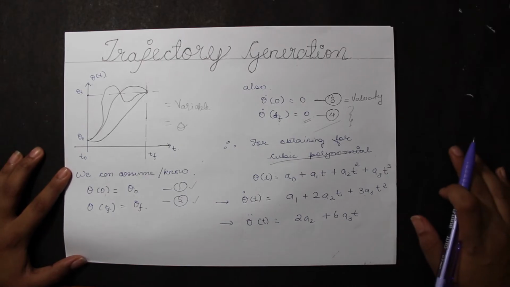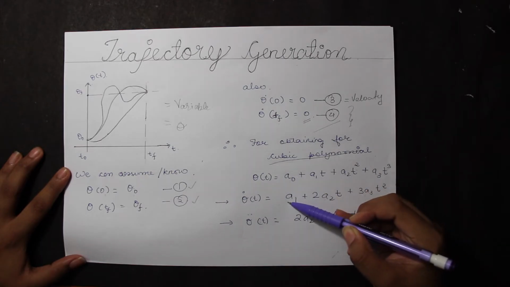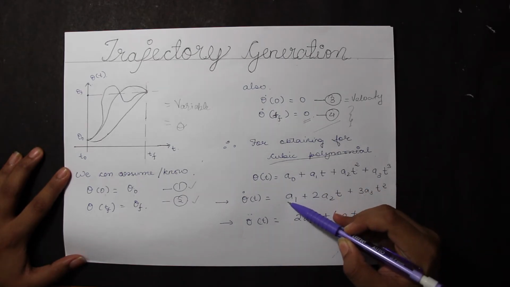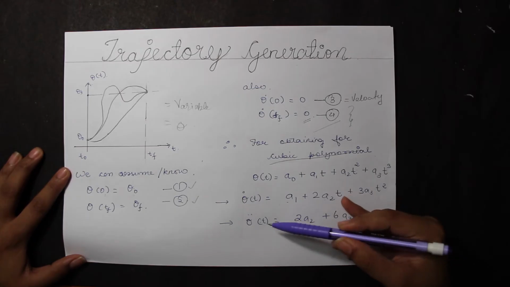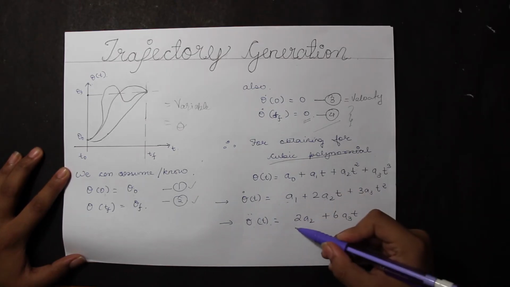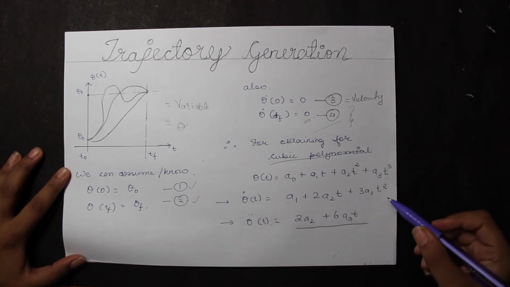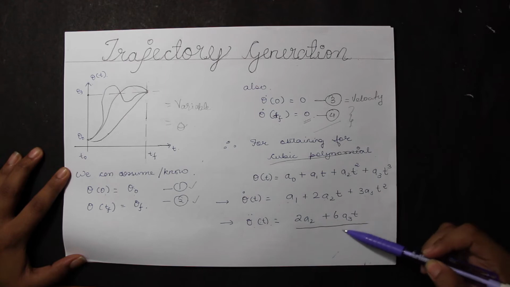We know that theta dot at any value t will be simply the derivative of theta t. We go ahead and derive it, that is the velocity. If we further differentiate it, we get the value of theta double dot t as something like this, that is 2a2 plus 6a3t.